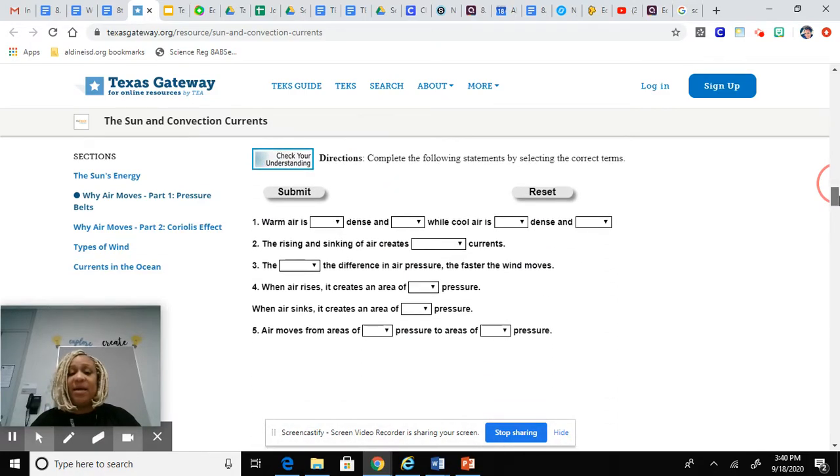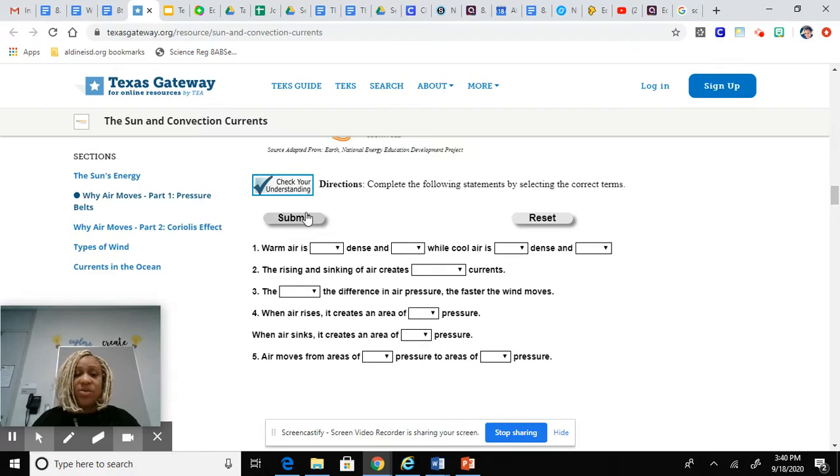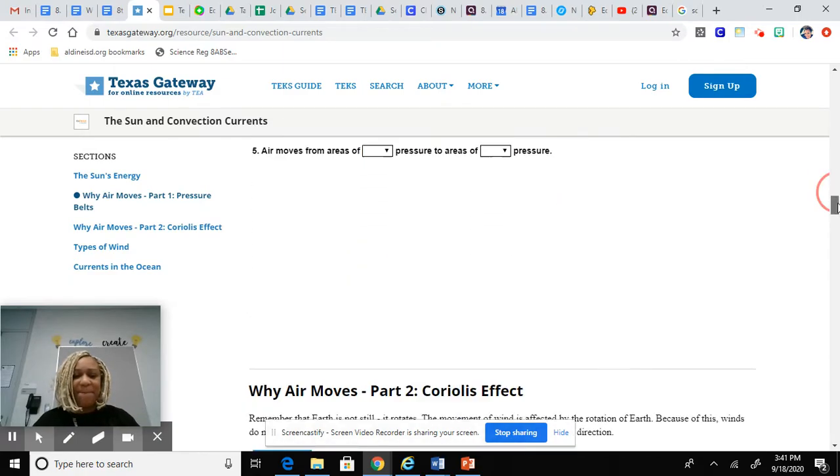Once you complete that reading, you're going to check your understanding. Now notice this is a drop-down box, so you would pretty much just choose your answer for every single one, and you would press submit, okay? Once you press submit, you will have your right or wrong answer shown to you. I did not put any answers, so clearly they're all wrong for me, but you're going to get them right, okay?